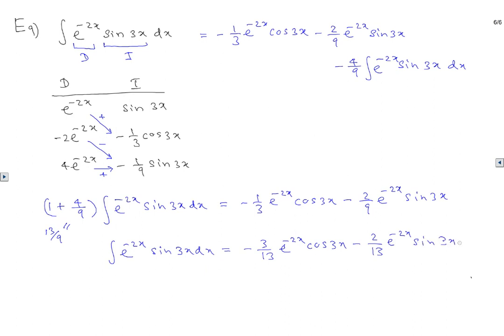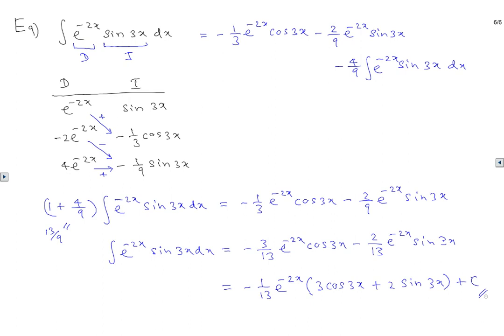But you can see that for these kinds of problems, the e term is always common, so I'm going to take it out just to make it simple. But this is all completely fine. If you want to simplify, you can take out negative 1/13, and also e to the negative 2x, and you end up getting simply 3 cosine 3x plus 2 sine 3x, and then you add the c now. So that is the answer to the problem.